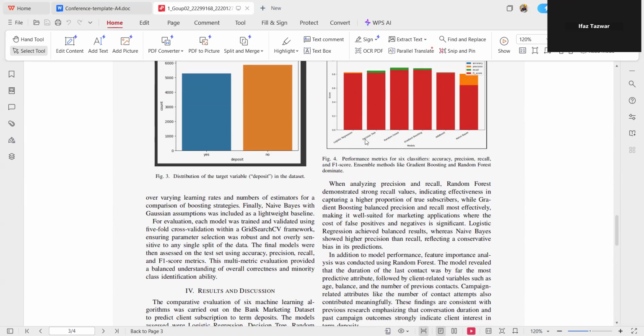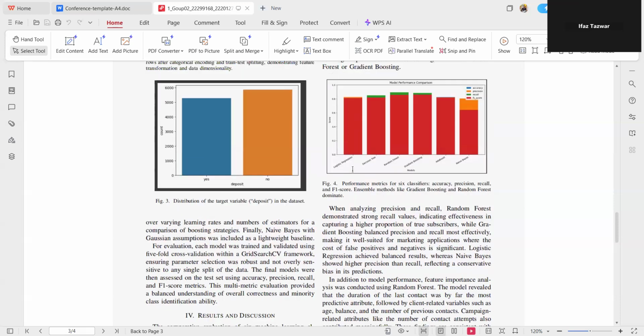Logistic regression, while not quite as powerful, performed competitively and was preferred when interpretability was a key requirement. Decision trees, though interpretable, performed slightly worse, and naive Bayes showed the weakest results due to its assumption of feature independence, which didn't hold in our dataset. AdaBoost, on the other hand, performed better than naive Bayes but still lagged behind random forest and gradient boosting.